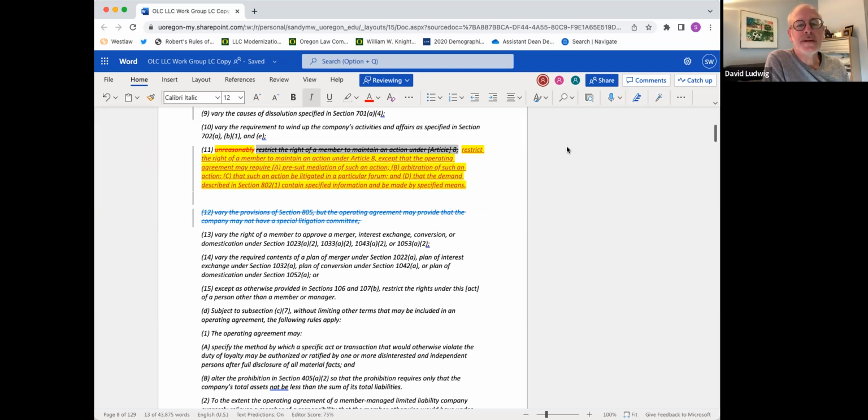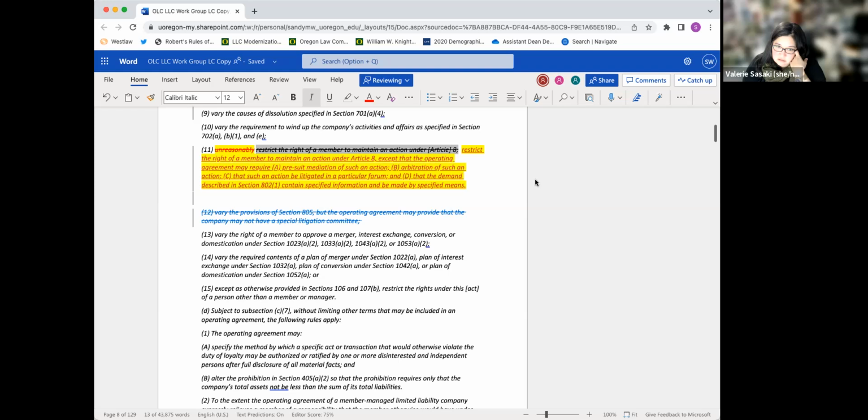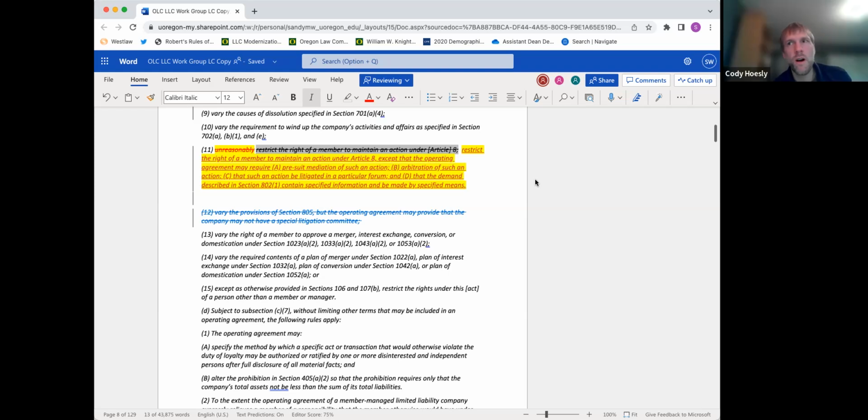And those deal with derivative actions. I mean, they don't deal with any other, because we have gotten rid of section 801. And therefore, there's no Article 8, in terms of the right of a member to maintain an action under Article 8. Article 8 is now only discussing derivative actions. So, you know, this doesn't authorize any change as to direct actions.